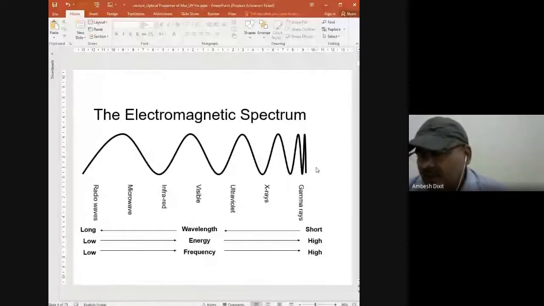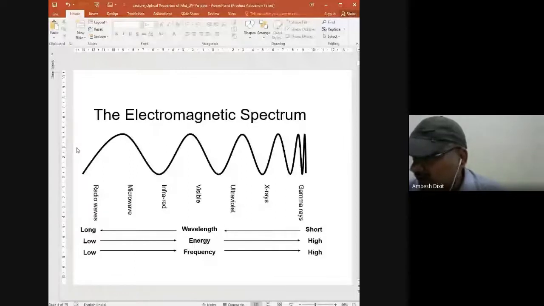People use microwave, they call it microwave spectroscopy. People use infrared, they call it infrared spectroscopy. People use UV visible, they call it UV visible spectroscopy. People use X-ray, X-ray spectroscopy. People use gamma ray, they call it gamma ray spectroscopy, or even Mössbauer, some name is given as well. And radio wave spectroscopy as well, right? This whole electromagnetic spectrum is available to you.